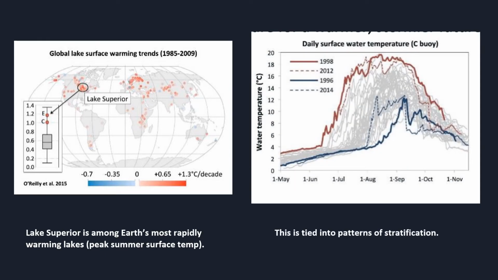Additionally, if we look at buoy data from Lake Superior, we find that in these warm years, not only is the peak summer surface temperature higher, but also the rate at which the lake is warming is faster, which has implication for thermal structuring throughout the stratified season. And so these conditions might be more suitable for cyanobacterial blooms in Lake Superior now and going into the future.